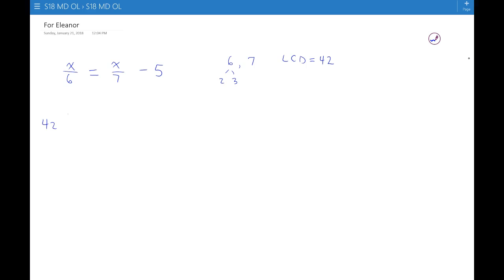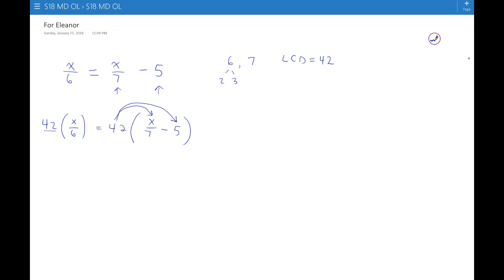So if you multiply both sides of the equation by 42, you will eliminate all denominators. So that's the idea of why you would do this. So on the left-hand side, you only have one term. On the right-hand side, you have two terms separated by a minus. So on the right-hand side, you will need to do the distributive property.